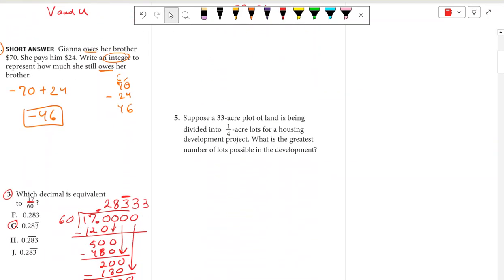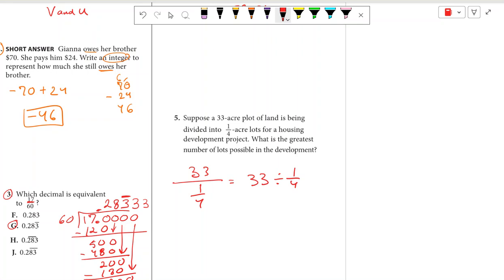Number 5. Suppose a 33-acre plot of land is being divided into quarter-acre lots for a housing development project. What is the greatest number of lots possible in the development? So we're going to do 33 divided by a quarter. We can also set it up as 33 divided by a quarter acre.